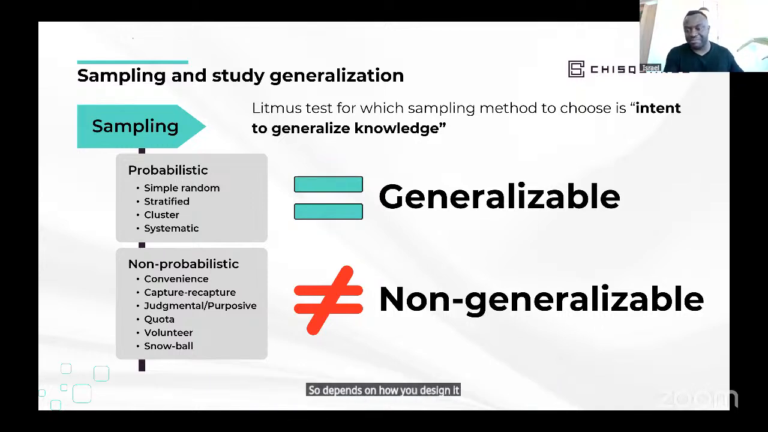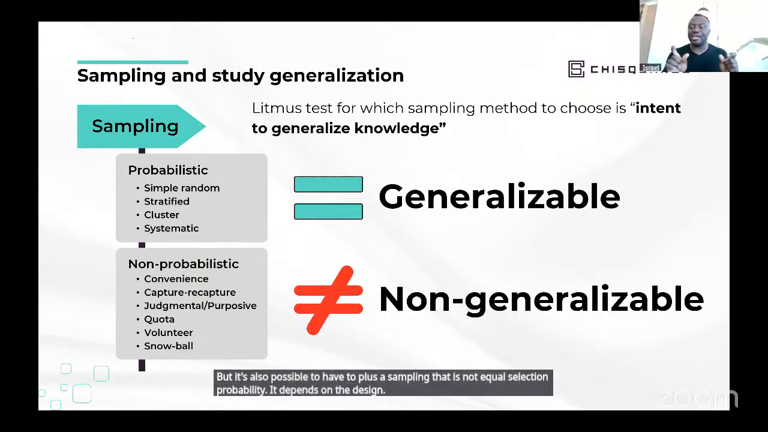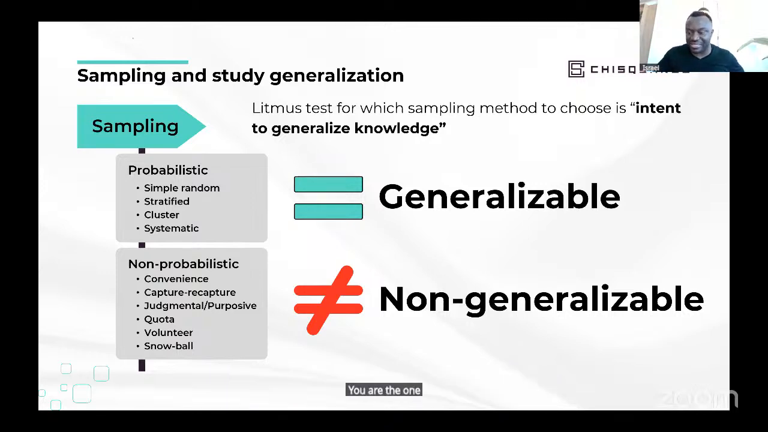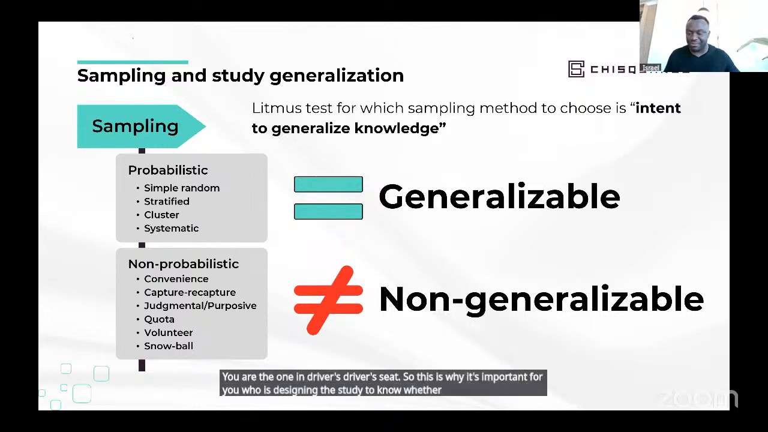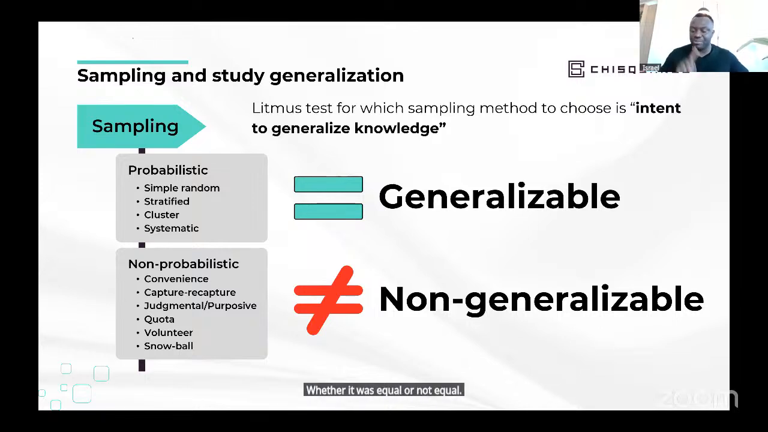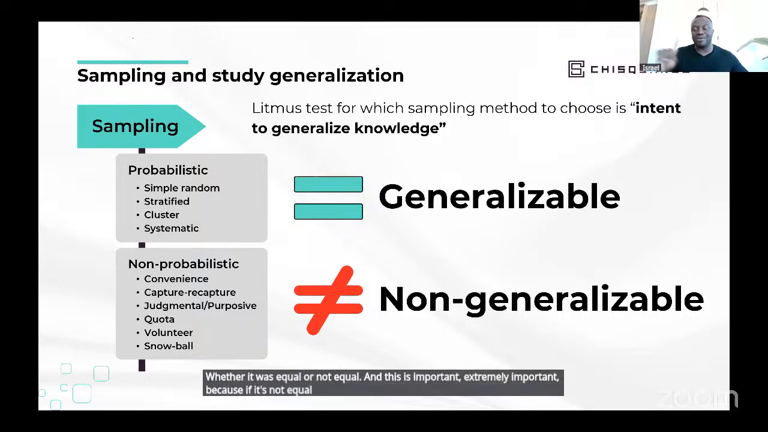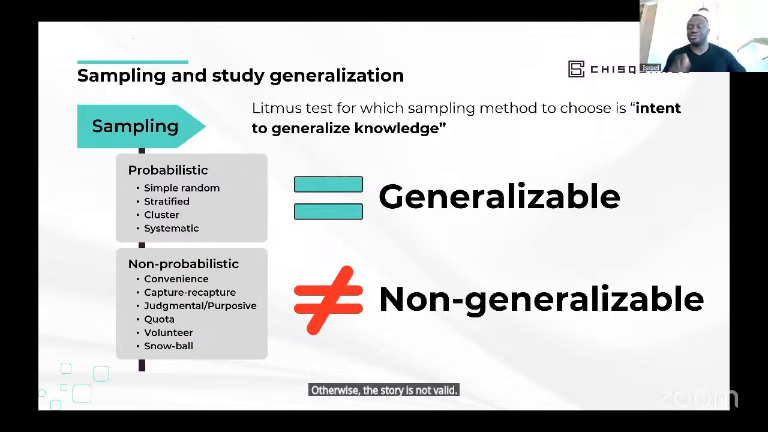So it depends on how you design it. You can have some cluster samples that are equal selection probabilities, but it's also possible to have cluster sampling that is not equal selection probability. It depends on the design, and you are the one in the driver's seat. So this is why it's important for you, who is designing the study, to know whether it's equal selection probability or not. You are the one who will tell us whether it was equal or not equal. And this is extremely important, because if it's not equal, then you have to worry about weights. You must create weights. Otherwise, the study is not valid, right? So this is why it's very important for us to understand that distinction here.